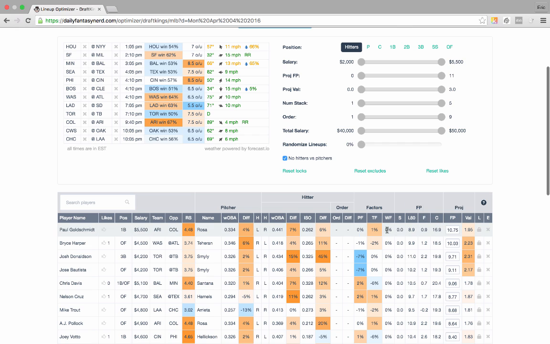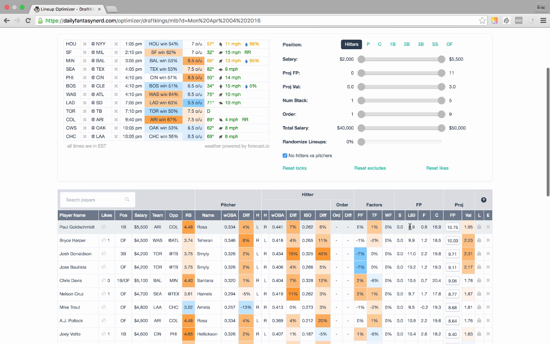Okay, so that's the factors. Over here we have the fantasy point average. So this is season average. This will get populated as we have a few games under our belt. This is last 80 games fantasy point average. So we go into last season. This is something that we show in the beginning of the season so that you have some type of benchmark to work off of. Over here we have floor.